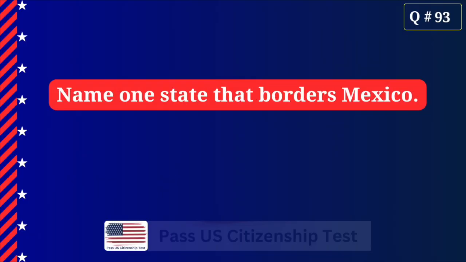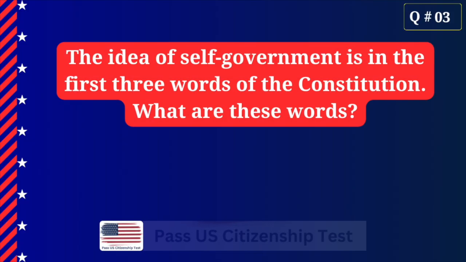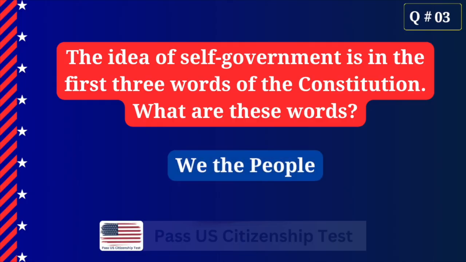Name one state that borders Mexico. California. The idea of self-government is in the first three words of the Constitution. What are these words? We the people.